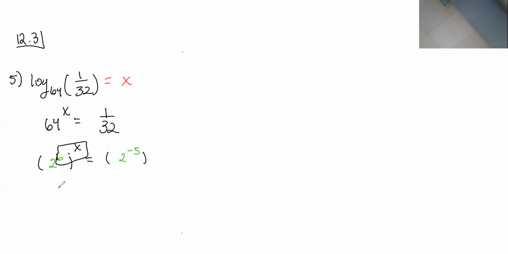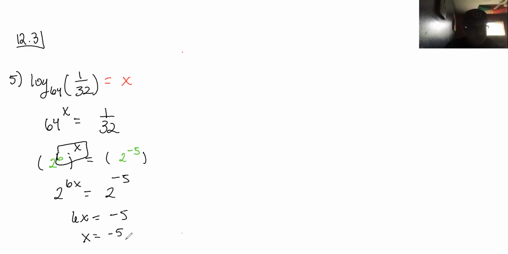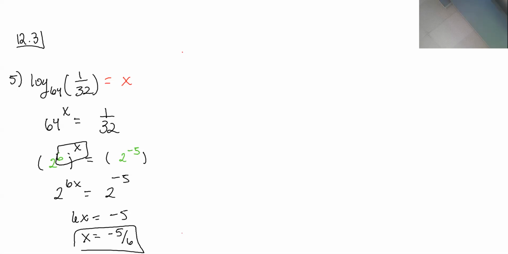Power to a power, I multiply: 2 raised to the 6x equals 2 to the negative 5th, and solve. I can drop the bases because there's one base on each side, exactly the same. Then you drop and solve. What do you get as your answer? X equals negative 5 over 6. Any questions on number 5?